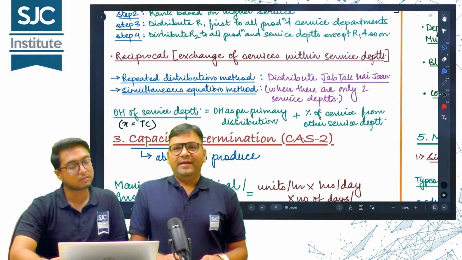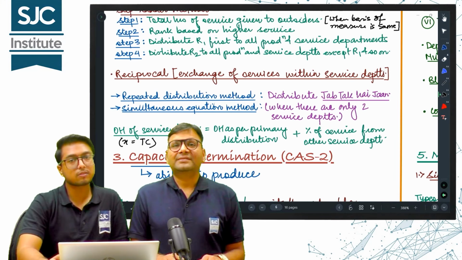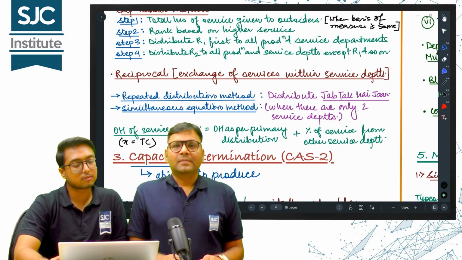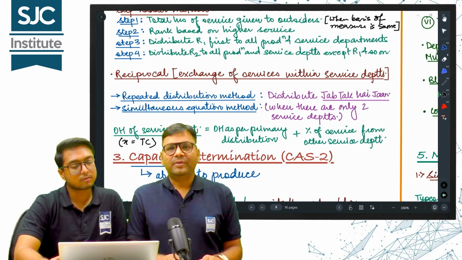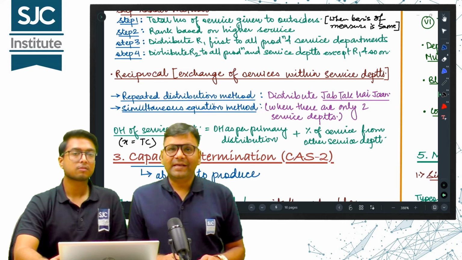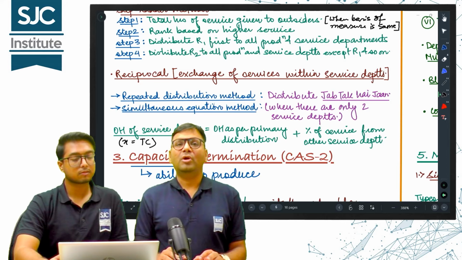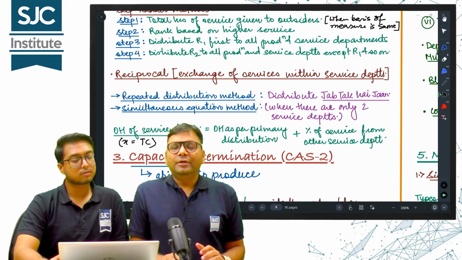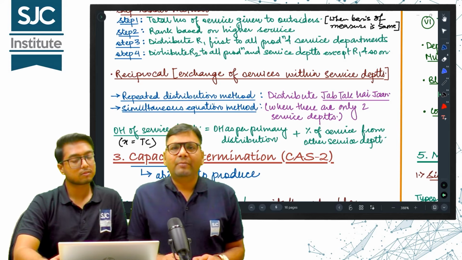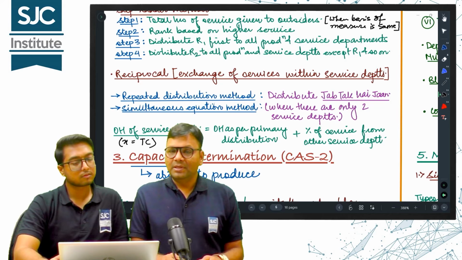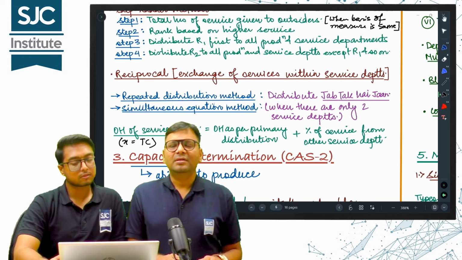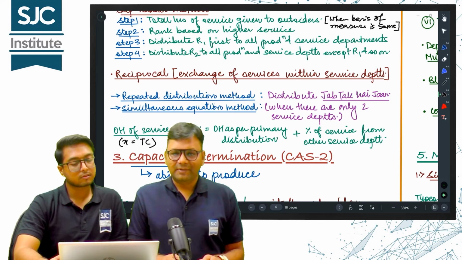If basis of measurement is not same in case of step ladder method, in that case the first step will be a little different, and that would be to first determine the percentage of service given by one service department to another service department, and using that percentage you would be ranking and proceeding with step 3 and 4. The next is reciprocal basis. Under this there are 2 methods. One is repeated distribution, another is simultaneous equation. There's another method called trial and error method, which is not so regular in exam, so we have skipped here.